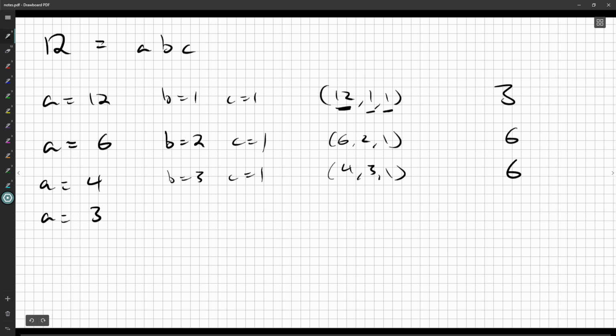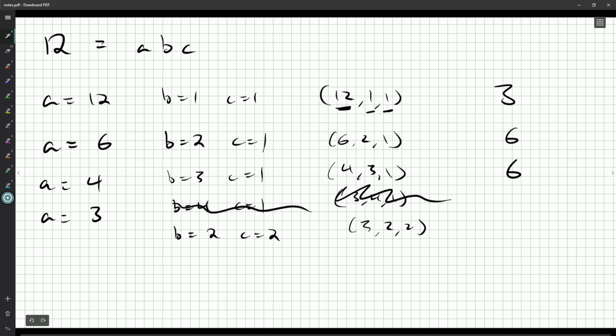Well, then B and C have to multiply to be 4. So you could have one of them is 4 and one of them is 1. And you realize, oh, we've already done that. So don't double count things. Or you could have them both be 2s. All right? And then, well, that's going to be 3, 2, 2. And there's 3 ways to do that. And this should be it. It should be 18, I believe.